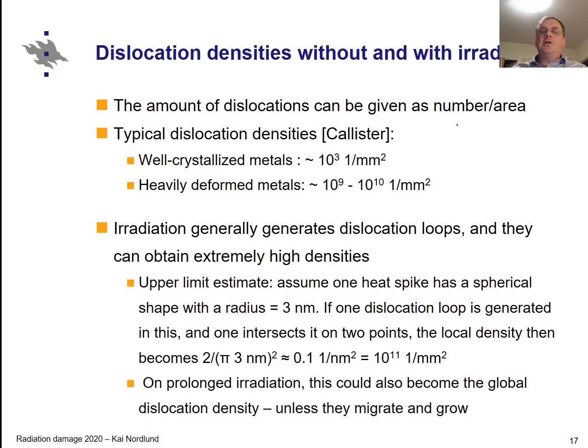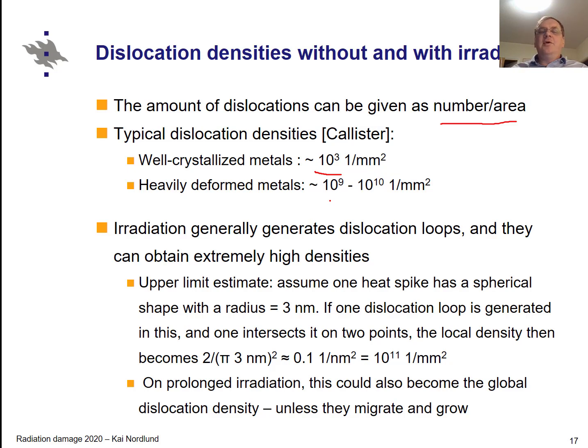So dislocations, as said, can be given as number per area, and dislocation densities in typical metals have a wide range of values. In a very high quality crystalline metal, not polycrystalline, but a high quality crystal, the dislocation densities are of the order of 1000 dislocations per square millimeter. And this is actually a very small number, because remember, one dislocation core is less than a nanometer. So a 1000 nanometer square size defect over a millimeter is actually a very low number.